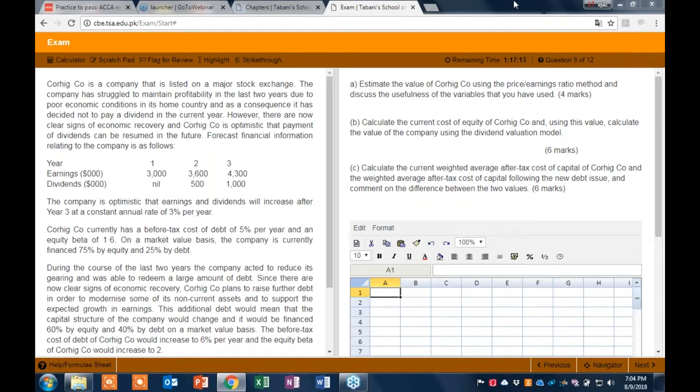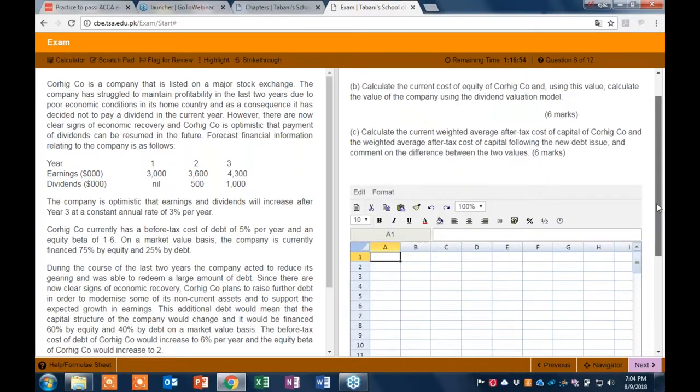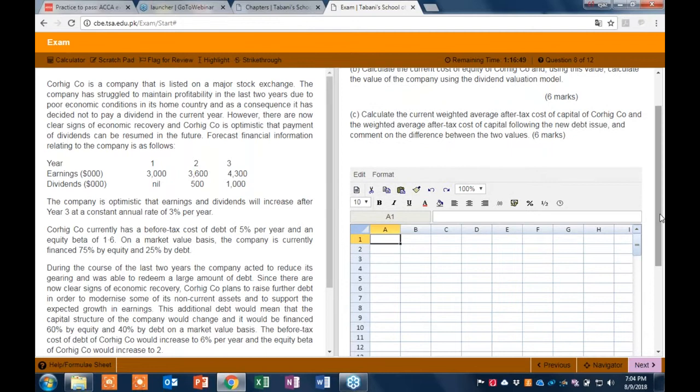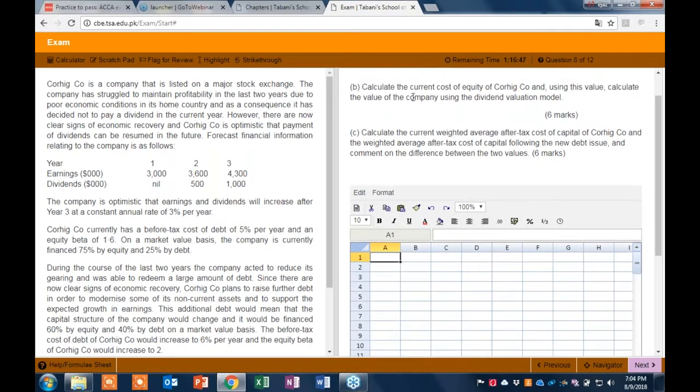So based on the dividends that we are expecting to receive from this company in the future, we have to value. So the value of the company will be actually the present value of the dividends that we are going to receive in the future. So all we need to do is to find out the present value of the future dividends, and that will be the value of the company. Now for that, we need a discount rate, and the discount rate should be the cost of equity.